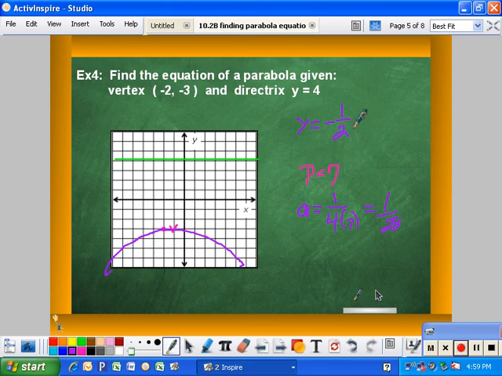And we are off center now. So we do have an h and a k in the problem. Back up here on the vertex, -2, -3 means that we have to go ahead and put an h and a k in the problem. So let's go ahead and do that.